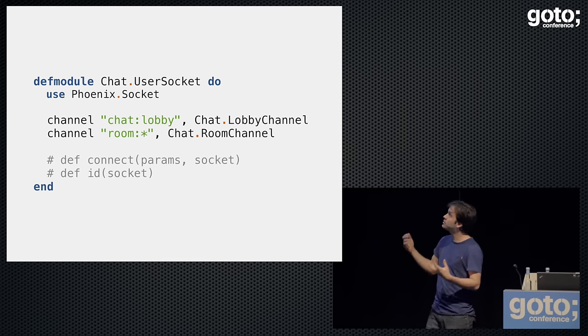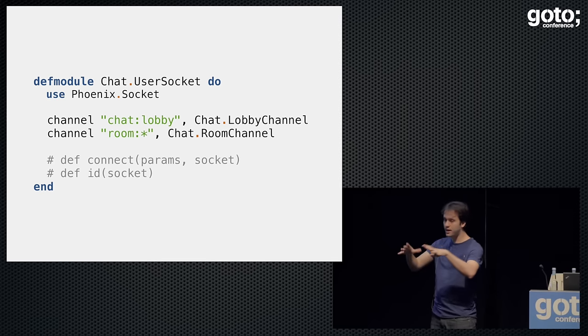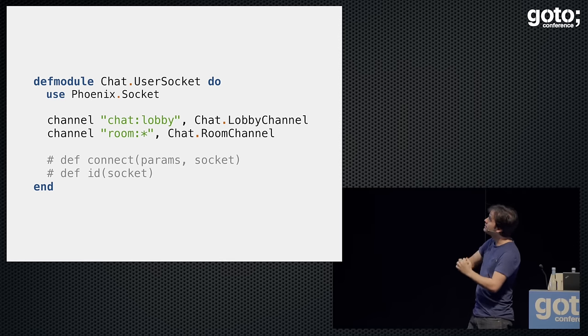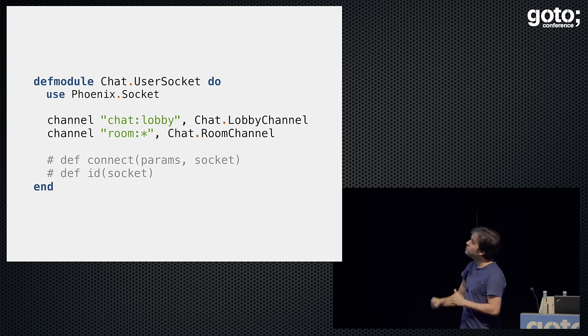And here's some Elixir code. We usually break our code into modules. And so we are saying, hey, I have this user socket that is going to be a Phoenix socket. And every time someone is trying to connect to this chat lobby channel, I want to handle that logic in this chat.lobby channel module.